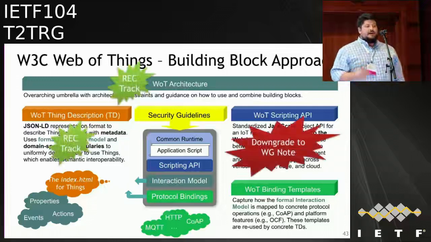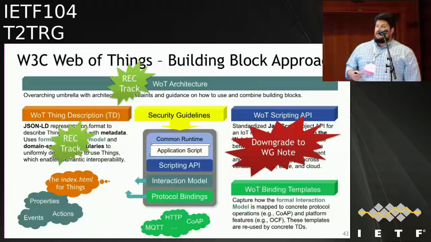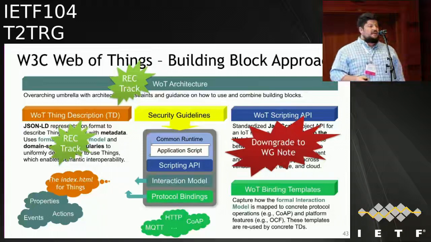And we are now close to completing this work on the first set of building blocks. Here, the picture is as follows. The architecture document and the thing description are recommendation track documents. So in W3C speak, that means those will become standards. And the scripting API, unfortunately, was downgraded to a working group note. That means all the findings that we have are still covered in a document. We will officially publish this document, but it's not normative.